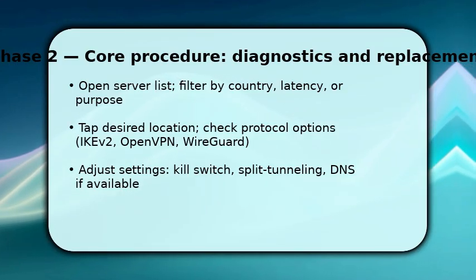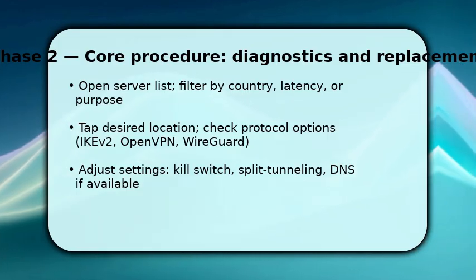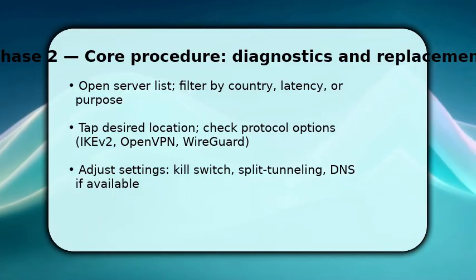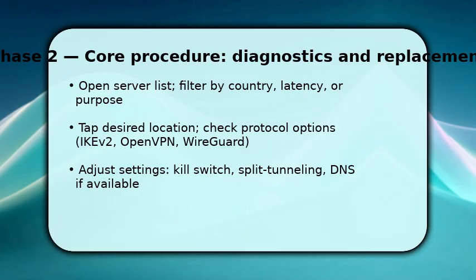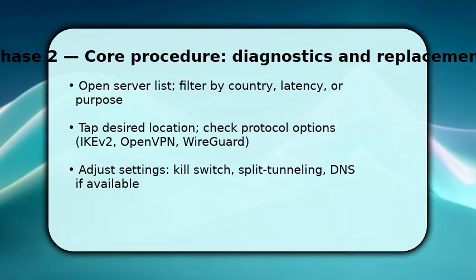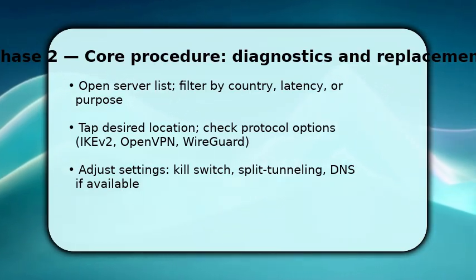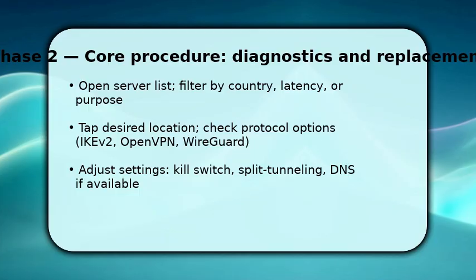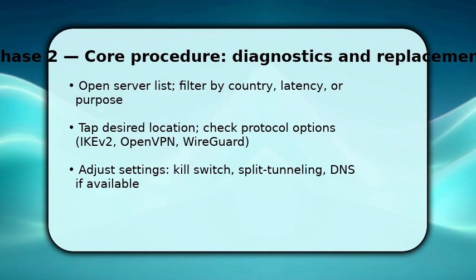Tap the city or country to view protocol choices. Pick WireGuard or OpenVPN for speed and security, unless an app recommends IKEv2. Make sure the kill switch and DNS leak protection are enabled, and configure split tunneling if you only want some apps routed through the VPN. After adjusting, save the profile so iOS will remember these preferences.